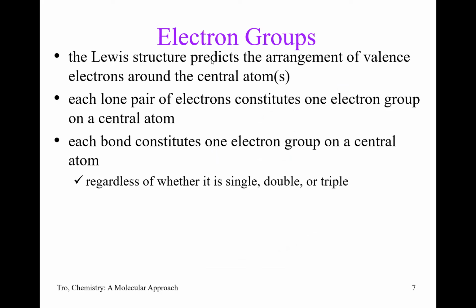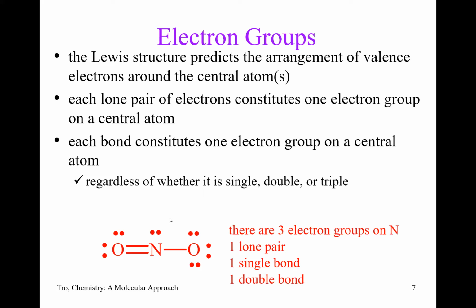So our Lewis structure tells us the arrangement. Each lone pair of electrons is considered a group. Then each bond is also considered a group. And it doesn't matter whether it's a single, double, or triple bond, we still call that one electron group because it's in the same location.